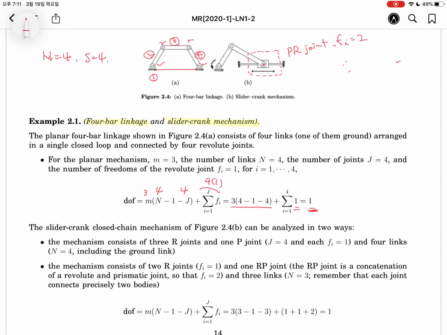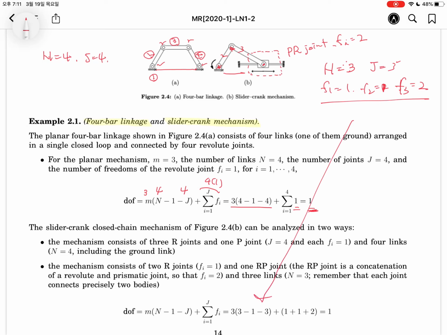It has 2 degrees of freedom provided by the joint. Okay, in this case, let's count the links: 1, 2, 3. That's all. The number of links is 3. Let's count the joints: 1, 2, 3. The PR joint counts as one joint, so the number of joints is 3. But f1 is 1 because the revolute joint is 1. F2 is 1. F3, the PR joint, is 2.